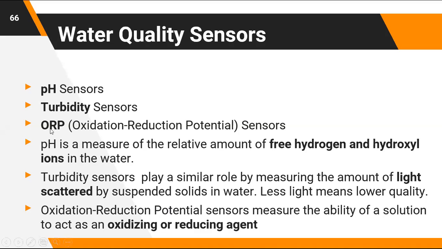The third level of sensor, as I told, is the ORP sensor. So what is the purpose of this? It is used to measure the ability of a solution to act as an oxidizing or a reducing agent. So this is used to measure oxidation and reduction. That is the main purpose of this third level sensor.